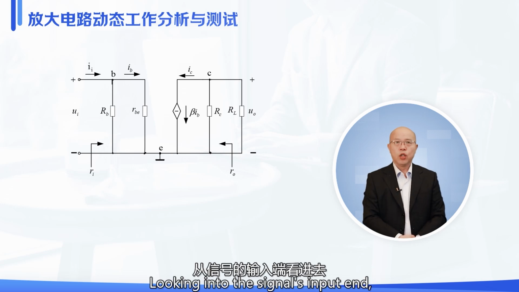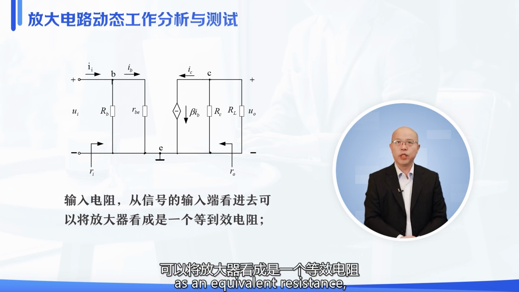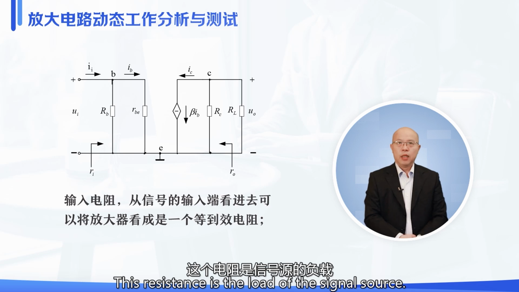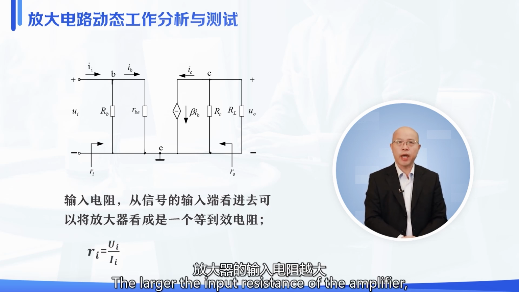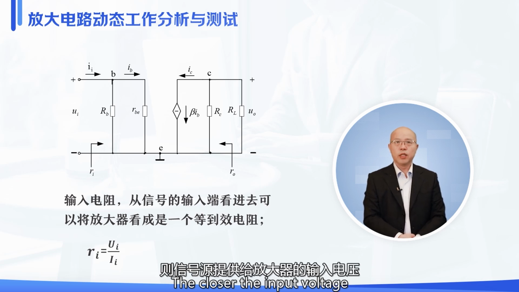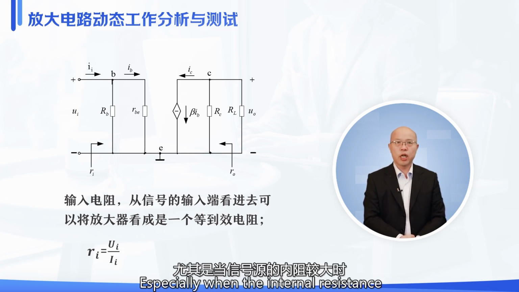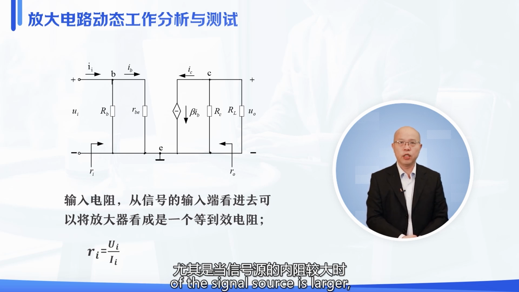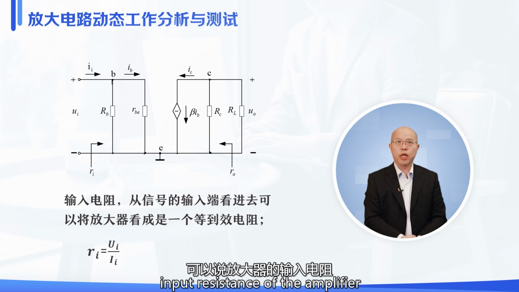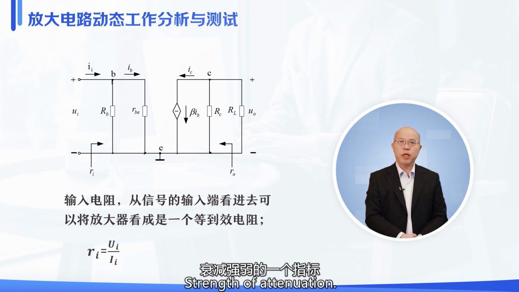2. Input resistance. Looking into the signal's input end, excluding the signal source, the amplifier can be considered as an equivalent resistance, that is, the input resistance of the amplifier. This resistance is the load of the signal source, defined as Ri equals Ui divided by Ii. The larger the input resistance of the amplifier, the smaller the current drawn from the signal source, and the closer the input voltage provided by the signal source to the amplifier is to the electromotive force of the signal source, especially when the internal resistance of the signal source is larger. A larger input resistance of the amplifier is more desirable. It can be said that the input resistance of the amplifier is a measure of how much the amplifier attenuates the signal source, the strength of attenuation.